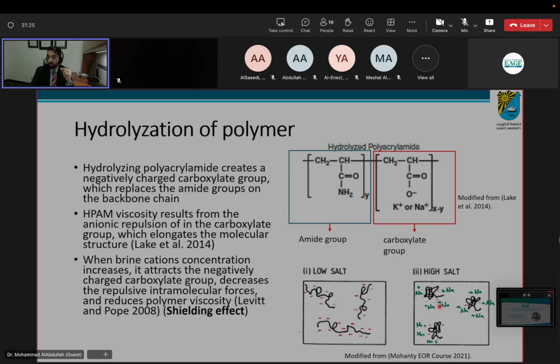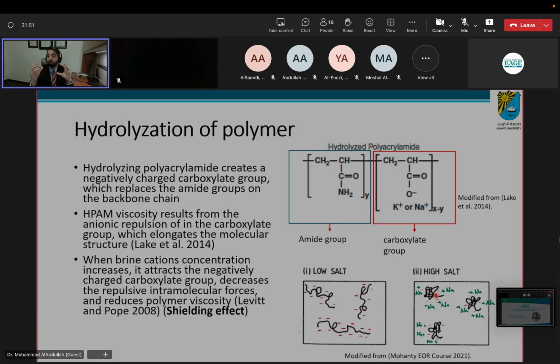Opposite to this, if I add some salt, it has Na, which is sodium, that's positively charged. It will be attracted to these negative charges on the polymers, and then you will have the polymer molecules shrinking. If it shrinks, it takes less space and there is less restriction to flow, so you will have less viscosity.